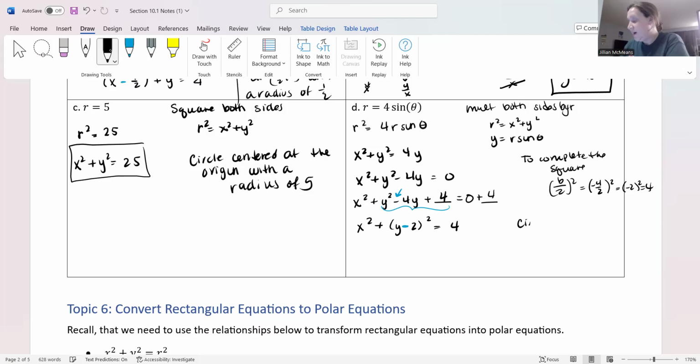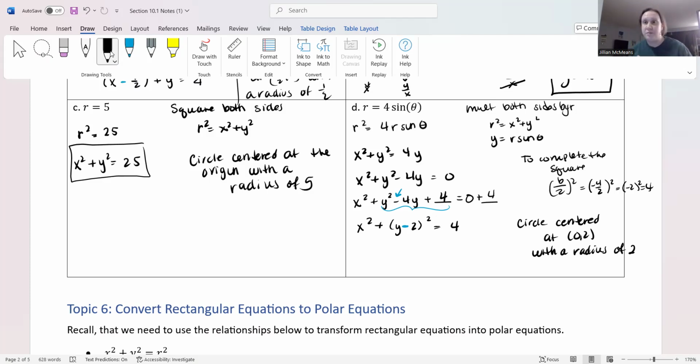So what we now have is a circle centered at (0, 2) with a radius of 2. Okay, so not bad, right? I mean, it takes a little bit. You've got to remember your circles. So you've got to go way back to goodness.